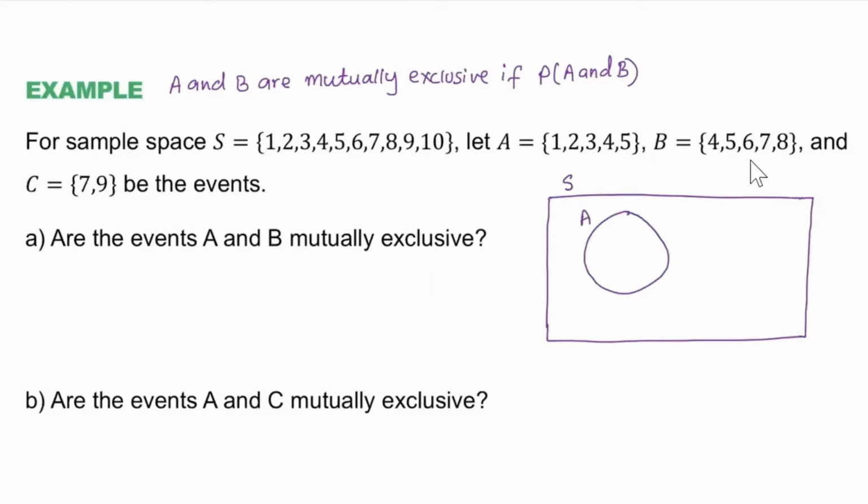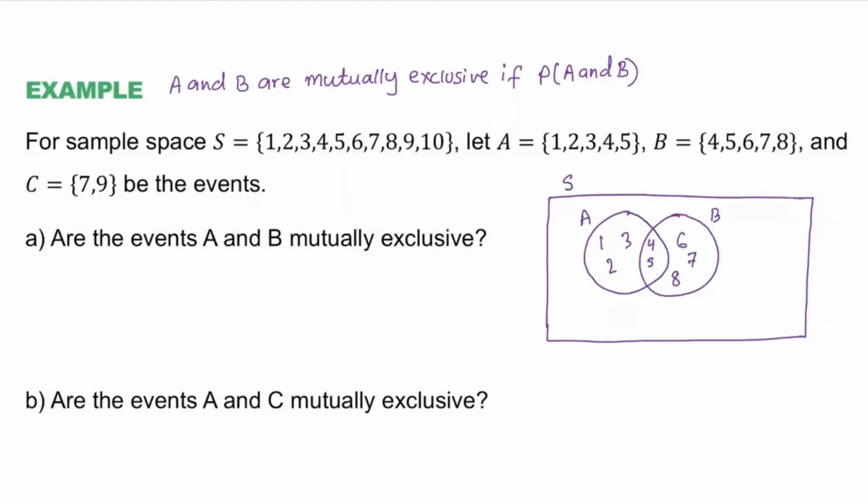There is event B, which is 4, 5, 6, 7, 8. And you can see in A and B, there is a common element, 4 and 5. In A, you have 1, 2, 3, 4, 5. So here you already have 4 and 5, and 1, 2, 3 will be here. And in B, you have 4, 5, then 6, 7, 8. So 6, 7, 8 will be there.